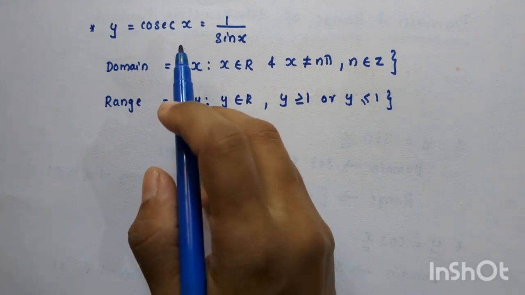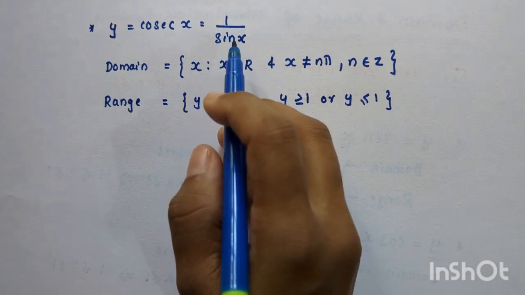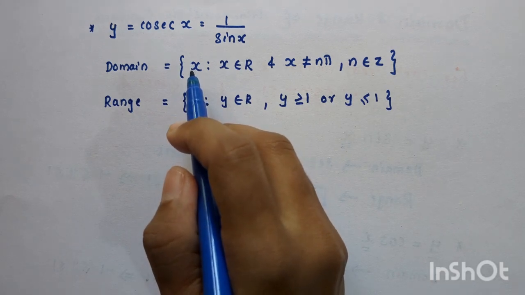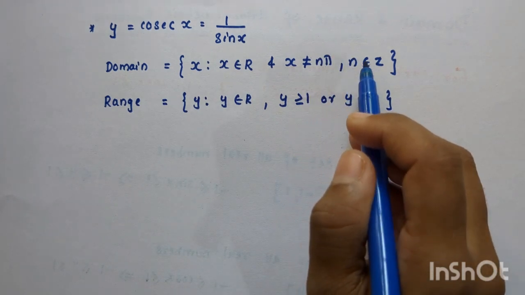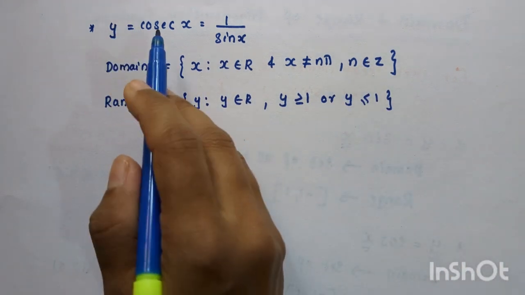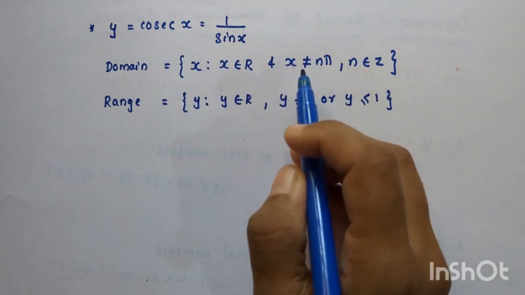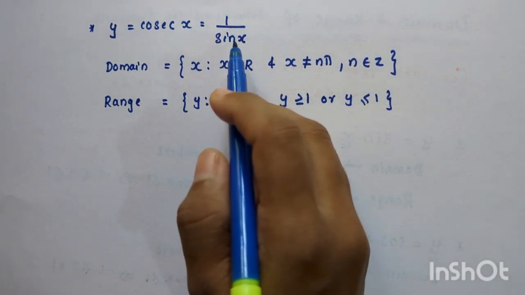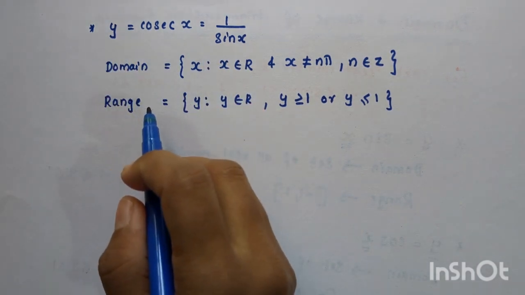Now, let us consider the other trigonometric function which is y is equal to cosec x. We know that cosec x is the reciprocal of sin x, that is 1 by sin x. Then the domain of this function y is equal to cosec x is the set of all x such that x belongs to the real number set and x not equal to n pi, where n belongs to the set of all integers. That is, the domain of cosec x is the set of all real numbers, but x should not be equal to n pi. Because when x is equal to n pi, sin n pi becomes 0, and 1 by 0 is not defined.